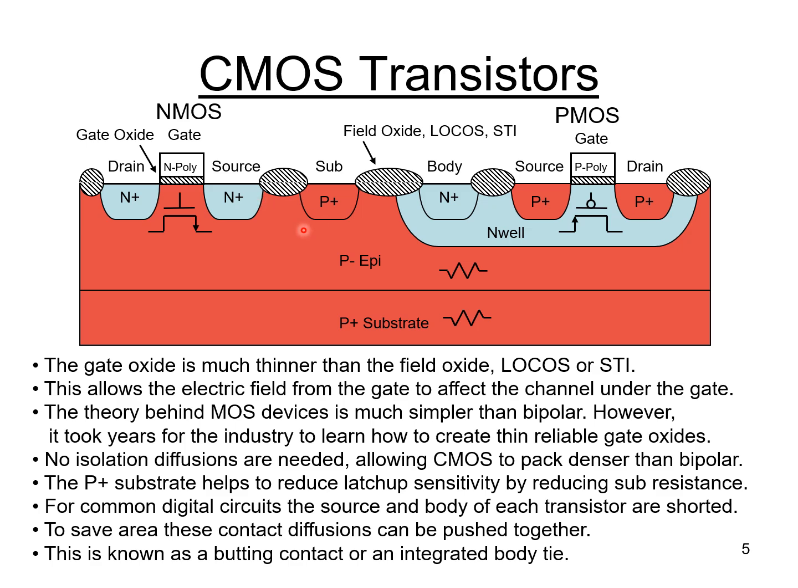In order to save room, you can remove the oxide that's separating the source and body contact, and you can just shove those two regions together and have a single contact going to both the source and body. It saves some room by doing that. And that type of contact is known as a butting contact or an integrated body tie, and it's very common to use that type of contact with digital circuitry.